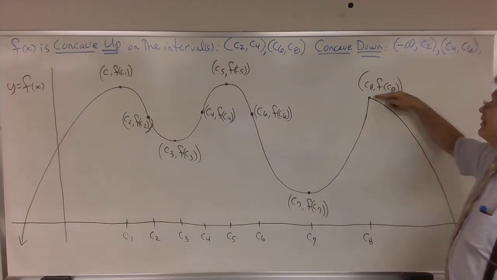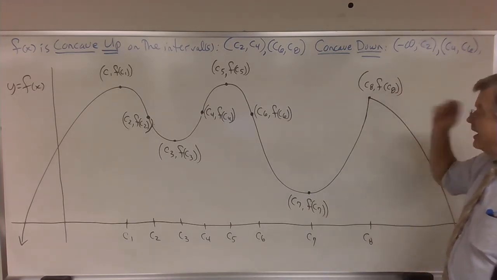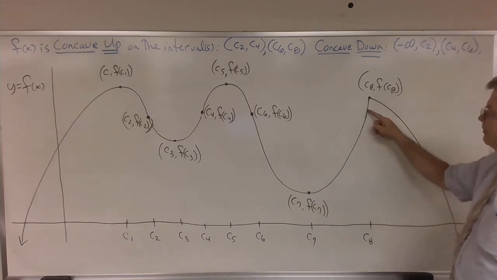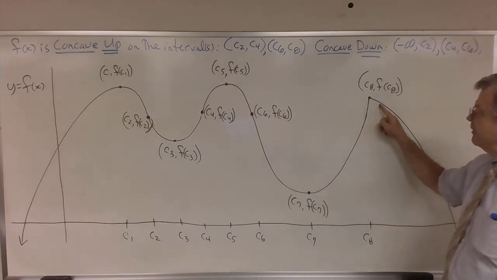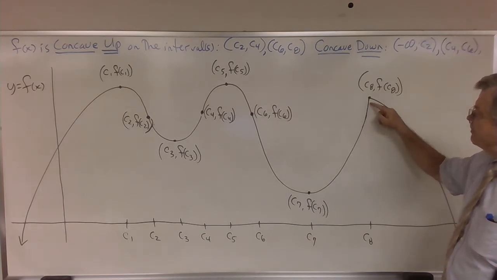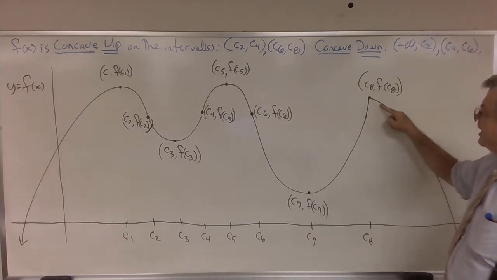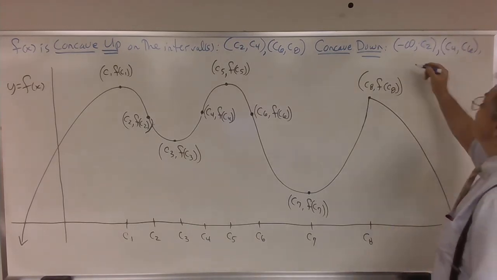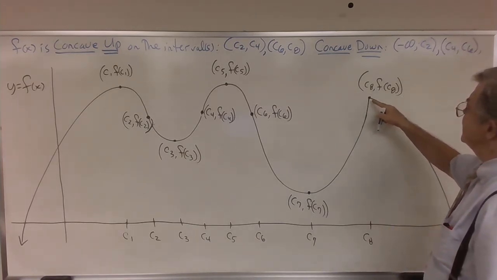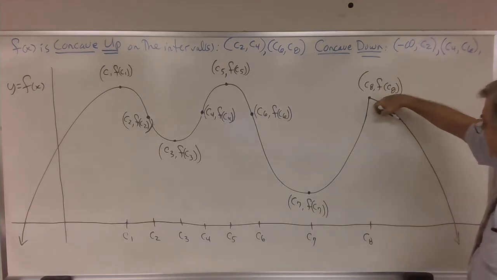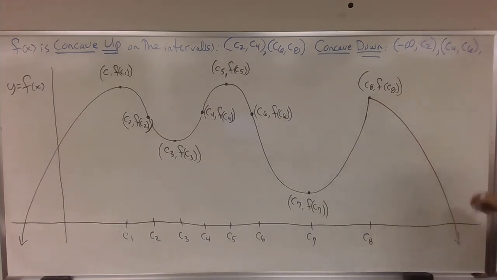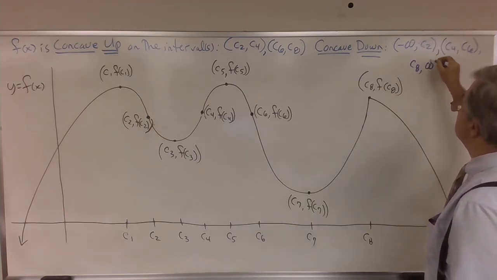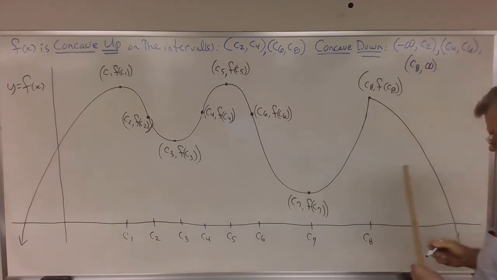And we have a relative maximum here, and son of a gun, the graph also changes concavity here. The graph is concave up here, and it's concave down here. So the graph changes from concave up to concave down at C8, and from x equals C8 to x equals infinity, that graph is concave down.